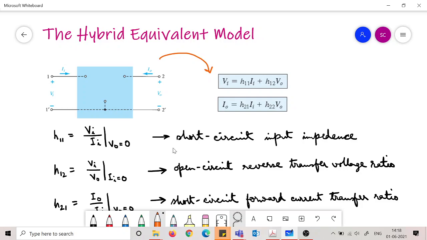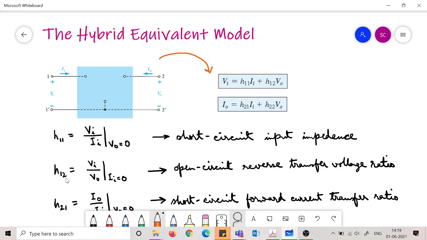We don't need to write output short circuit input impedance, because if the input is shorted, there is no concept of impedance appearing anyway, because Vi is already 0. So it means that this short circuit is in the output. One does not need to clarify that anymore by putting an additional word here. So this means that we are trying to calculate the input impedance when the output is short circuit.